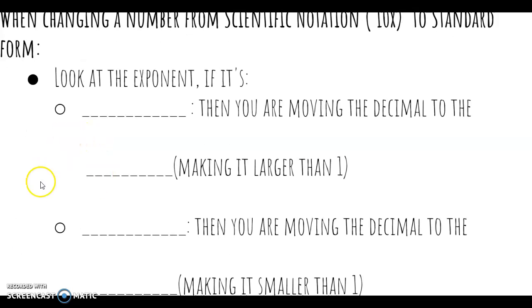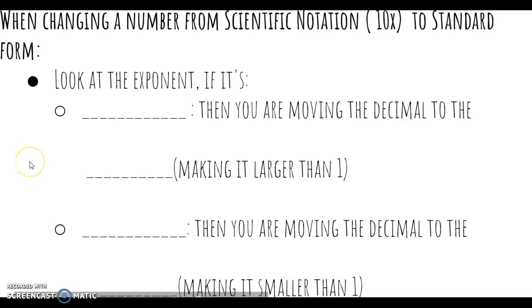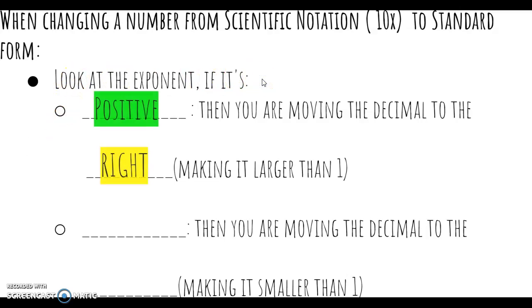So when we're changing a number from scientific notation, so times 10 to the power of something, to standard form, when we look at the exponent, and if it's positive, you're going to be moving the decimal to the right, making it larger than 1. Okay. Now, if I wanted to have a number smaller than 1, I would move it, it would be negative exponent, and I'd move it to the left, making it smaller.